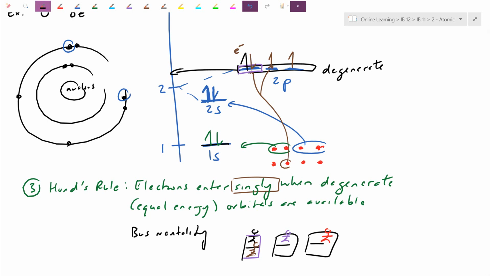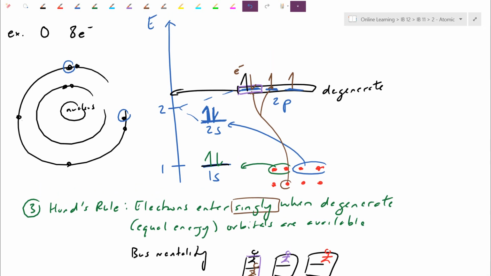So we're going to write out the configuration here. I don't want to have to draw this energy level diagram again. So we're going to write the electron configuration 1s2. There's 2 electrons in the 1s room. The next 2 electrons are in 2s, so we go 2s2, and the last 4 electrons are in 2p. And just remember, p comes as 3 different rooms, and that's why we can fit in 4. They go in singly whenever there are degenerate ones available.